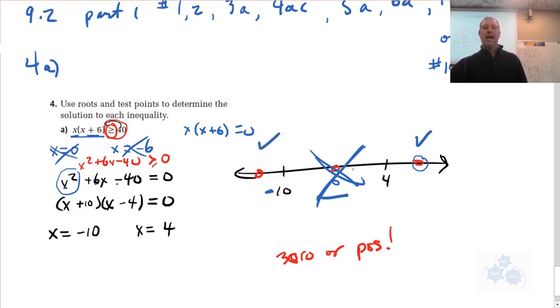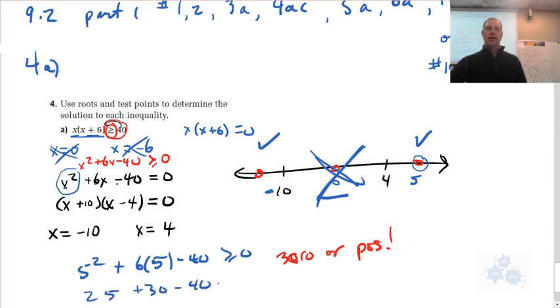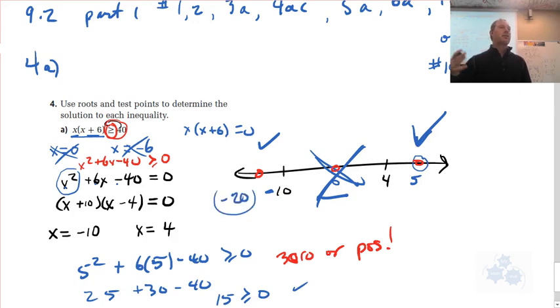So let's do a quick check to see. Let's pick 5 maybe. 5 is over here. And so 5 squared plus 6 times 5 minus 40, is that greater than or equal to 0? 25 plus 30 minus 40, what's that? That's 55 minus 40 is 15. So 15 greater than or equal to 0? Yes. So that one's good. And you can do the same for a value that's less than negative 10, like negative 20. You could plug that in and see if that makes the inequality true. And I think you would find that that does as well.